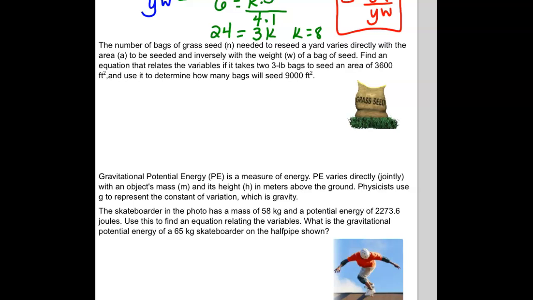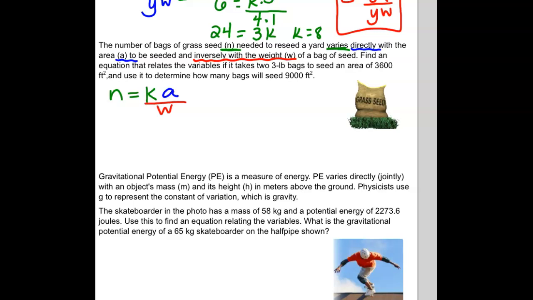All right, so let's go through and break it down here. The number of bags of grass seed N needed to reseed a yard varies. So we have N equals, okay, it varies, so we have that constant of variation, directly with the area A, so directly with A, and inversely with W.